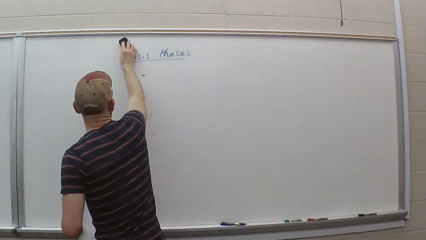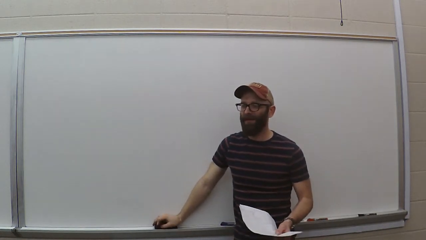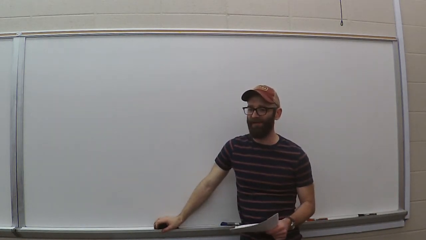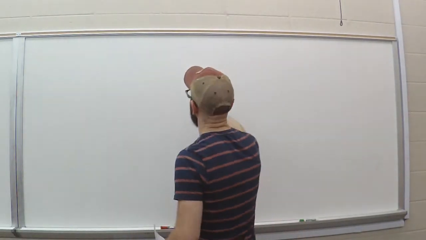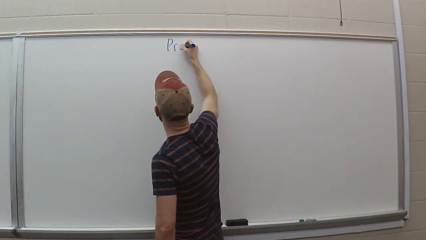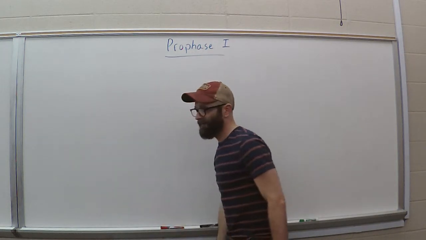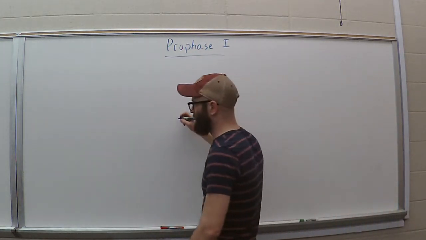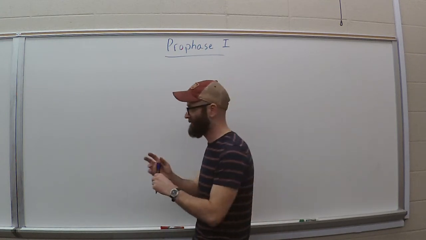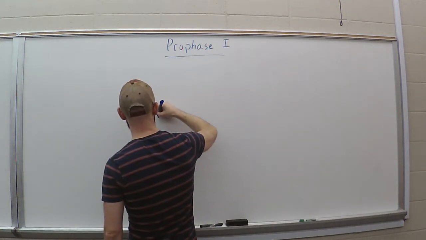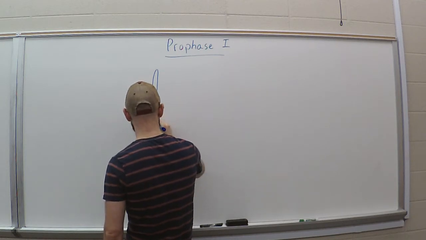But the phases have the same name as the phase in mitosis, but what's actually happening is a little bit different right from the start. All right, and we're going to start with prophase 1. All right, so in prophase 1, each of the homologs will just line up next to each other. So right off the bat, it's a little bit different from prophase in mitosis.